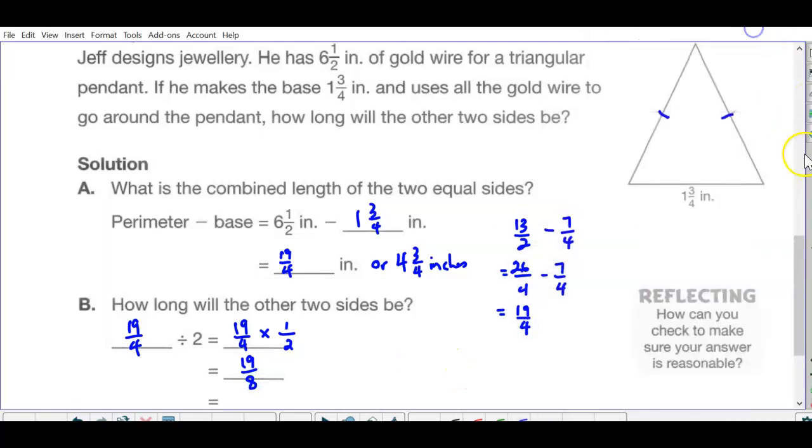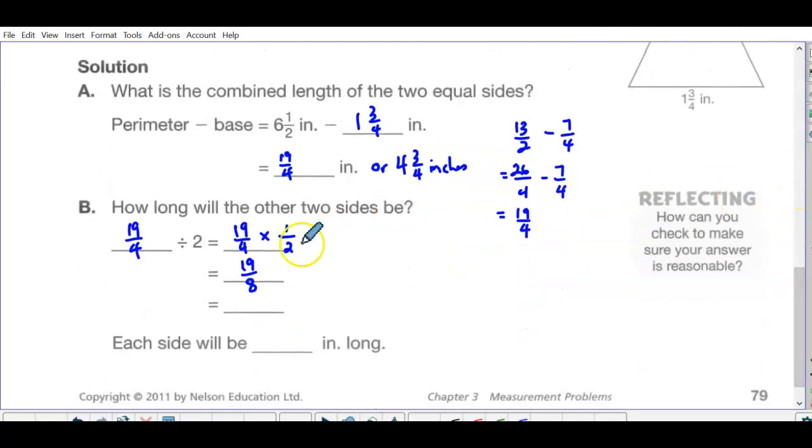Okay, we'll get the calculator up in a sec. 19 over 8, which, if we convert that, is 2 3/8 in terms of each side. Okay, that's half of this. Kind of makes sense. 4 divided by 2 is 2. 3/4 divided by 2 is 3/8. Okay, so 2 3/8.